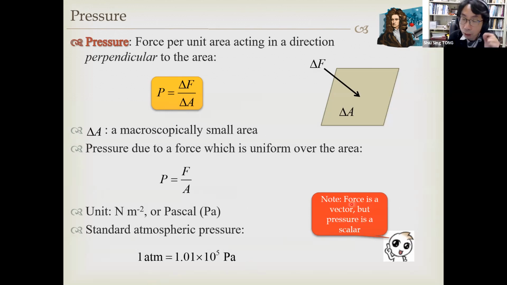Now the important thing is that although force is a vector, pressure is a scalar. Okay, pressure is never defined as a vector. It's defined as a scalar. Okay, I will let you see why.